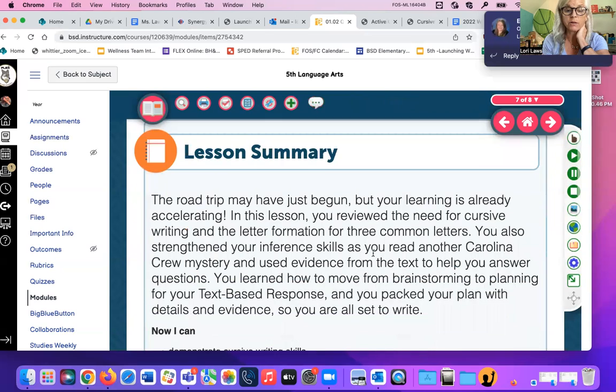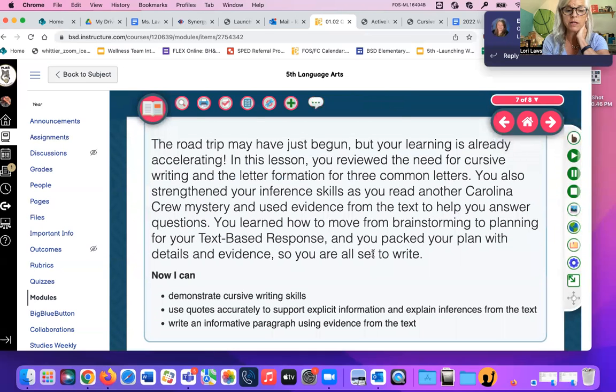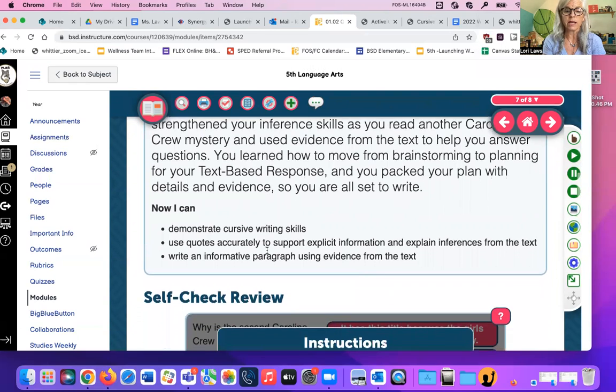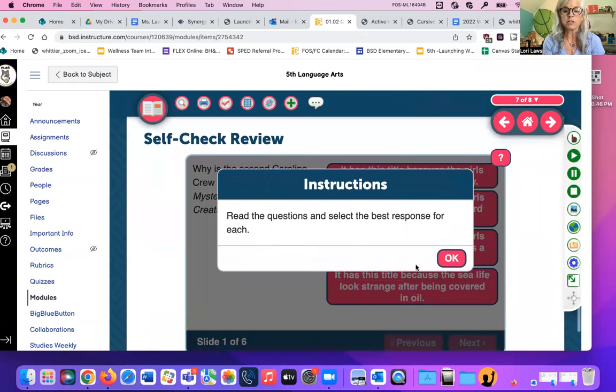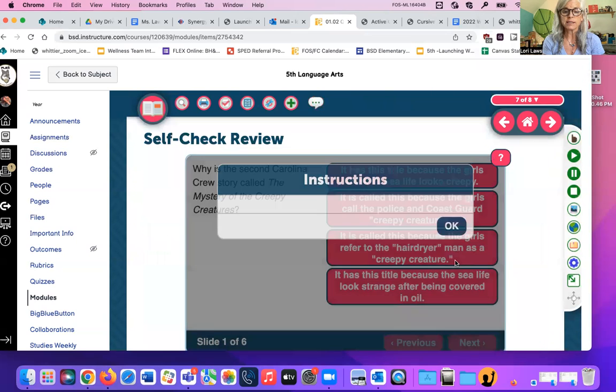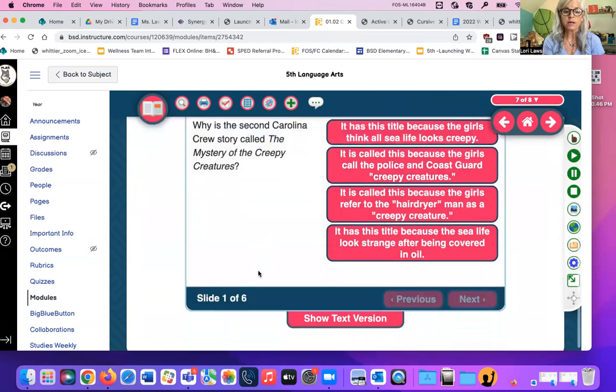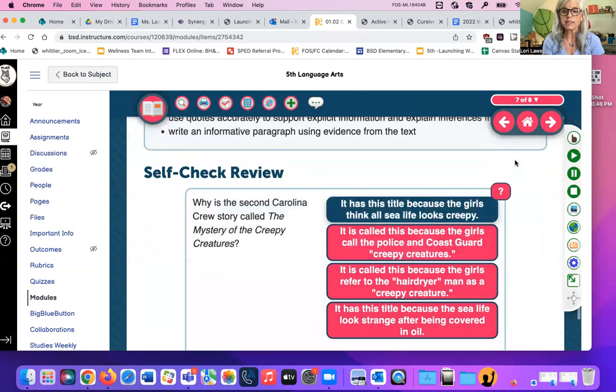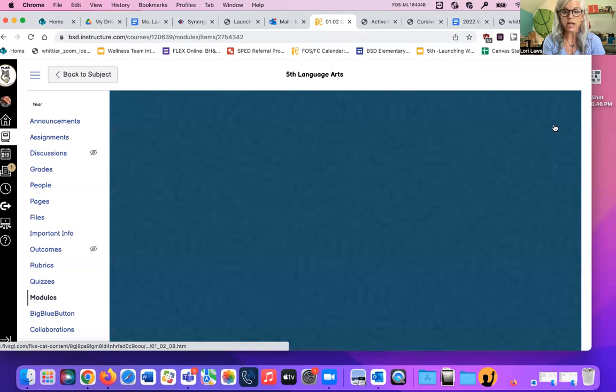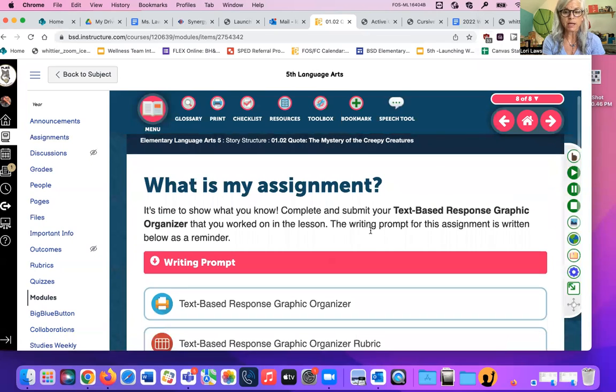What did I learn? The road trip may have just begun, but your learning is accelerating. In this lesson, you reviewed the need for cursive writing, the letter formation, and the 3 common letters. You also strengthened your inference skills as you read about Carolina. Just tells you what you can do. There's the self-check review, where you can do the questions again. And finally, on page 8, what is my assignment? It's time to show what you know, complete and submit your text-based response graphic organizer.